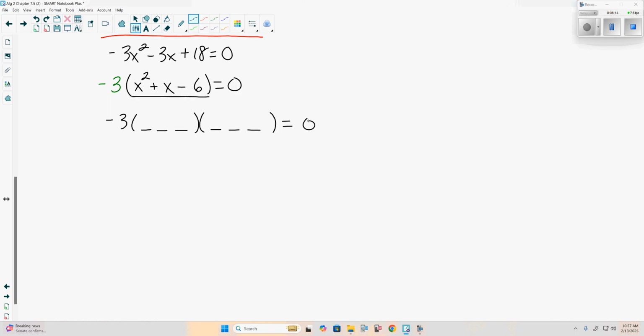Two sets of parentheses with 3 spaces. Our signs would be opposite. Our factors of x squared are x and x. Now our factors of 6 are 1 and 6 or 2 and 3. Which one do we want to try first? 2 and 3. Where? Positive 2? Positive 3, yes. And those would be the correct factors.